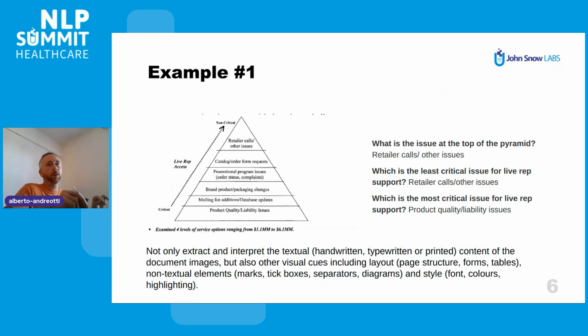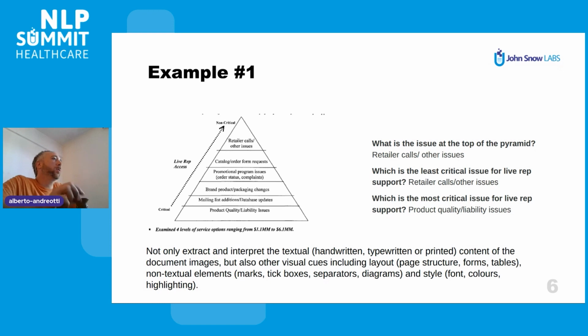So now we jump right into the problem, and for doing that, we have an example here to the right. Here we have 3 questions, and the first is: what is the issue at the top of the pyramid? Retailer calls and other issues. So if you think about it, in order to be able to answer these, you need to understand that there's a pyramid on the picture and that you have a top part of that pyramid, right?